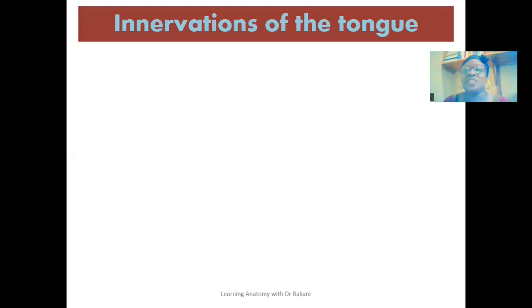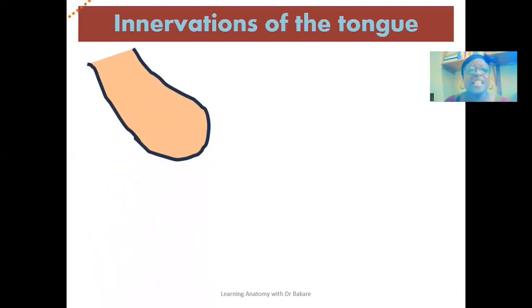If you look at the configuration of the tongue using this image here, and it is divided into the anterior 2/3 in the front and posterior 1/3 behind, the different sub-regions, as created here, are innervated by different nerves. And this, of course, is attributed to the developmental anatomy of the tongue.